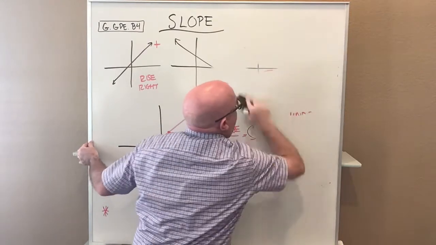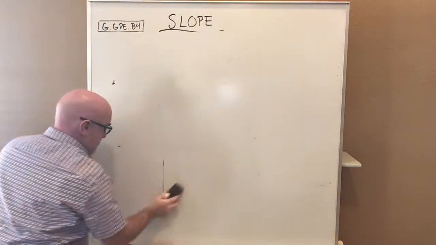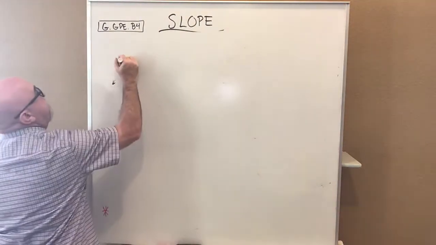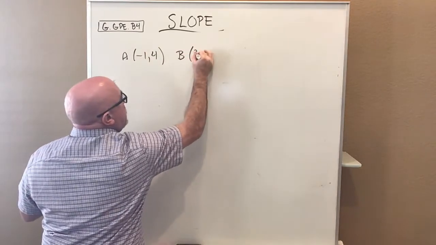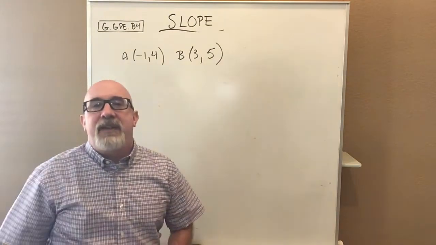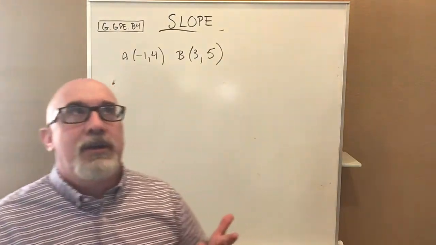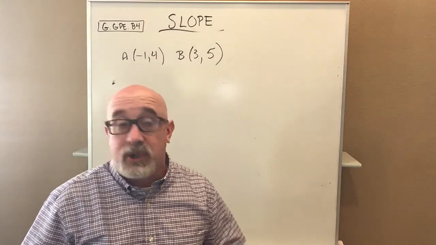So let's try a problem. Let's just pick 2 points. Put some negatives in there because that's always tricky. All right. Now, students often ask, well, who's the y1 and the y2 and the y? It does not matter in the case of a slope.